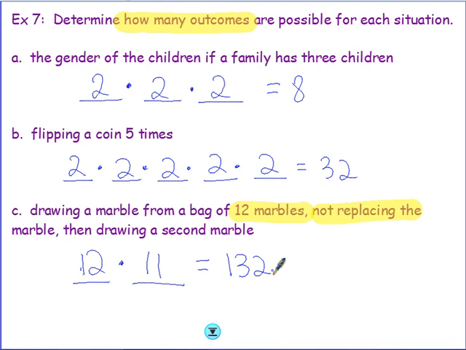So these are very easy questions. They like to ask these on the EOC. How many options are possible? Just think, when they say how many options are possible, you're multiplying things together.